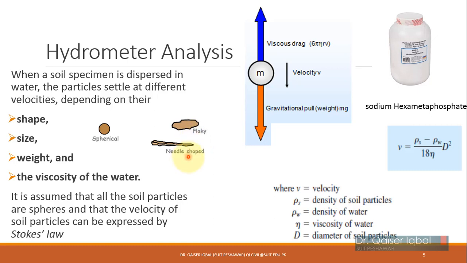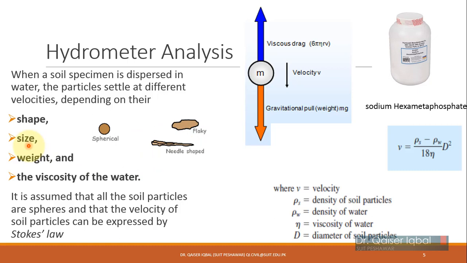Alright, so that's why it will depend on shape. If it is spherical shape, it will settle quickly. If it is flaky shape, flake is like cornflakes. I showed you some scanning electron microscope images of the clay in the introductory lecture, so if you remember from there, they are sometimes flaky, sometimes needle shape. So it will depend on shape. If this shape is there, then it will settle quickly compared to these shapes.